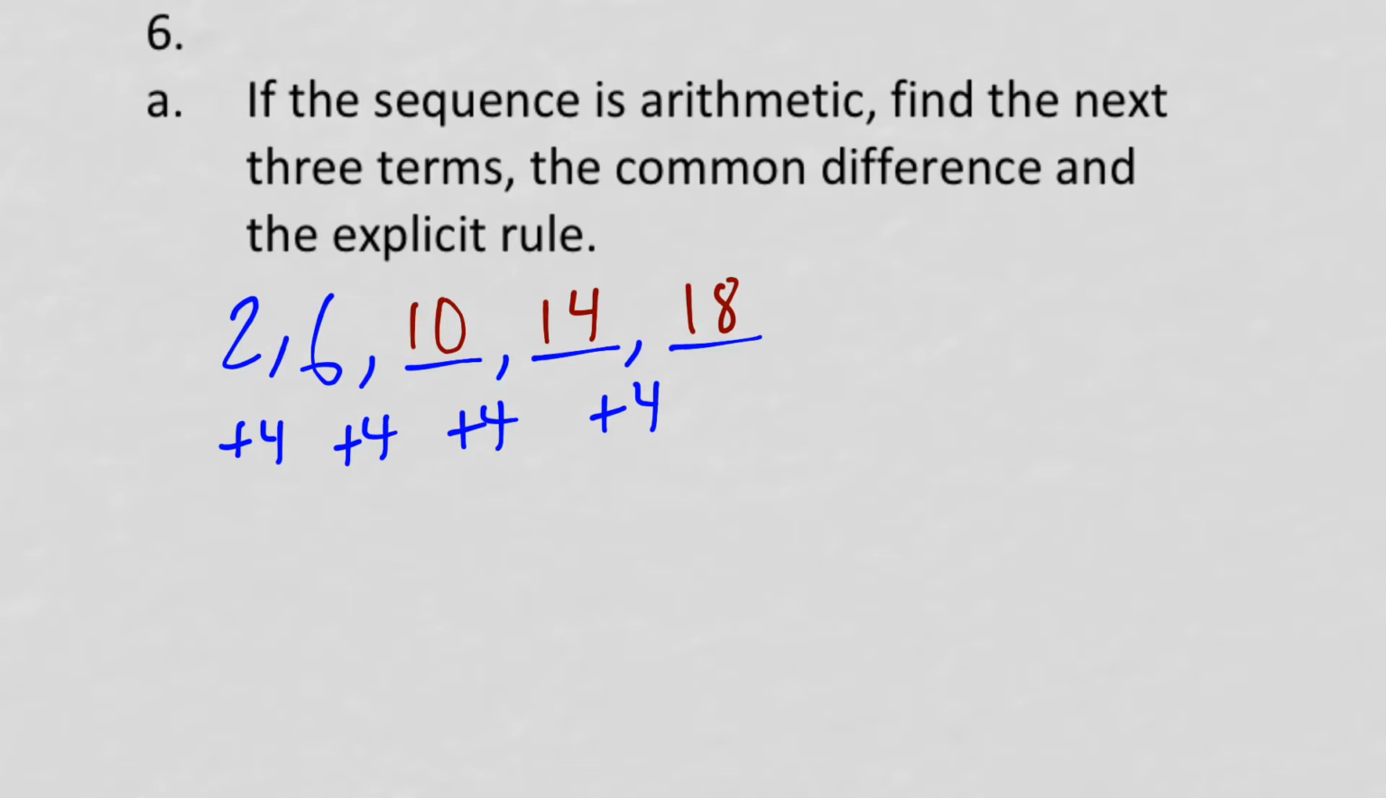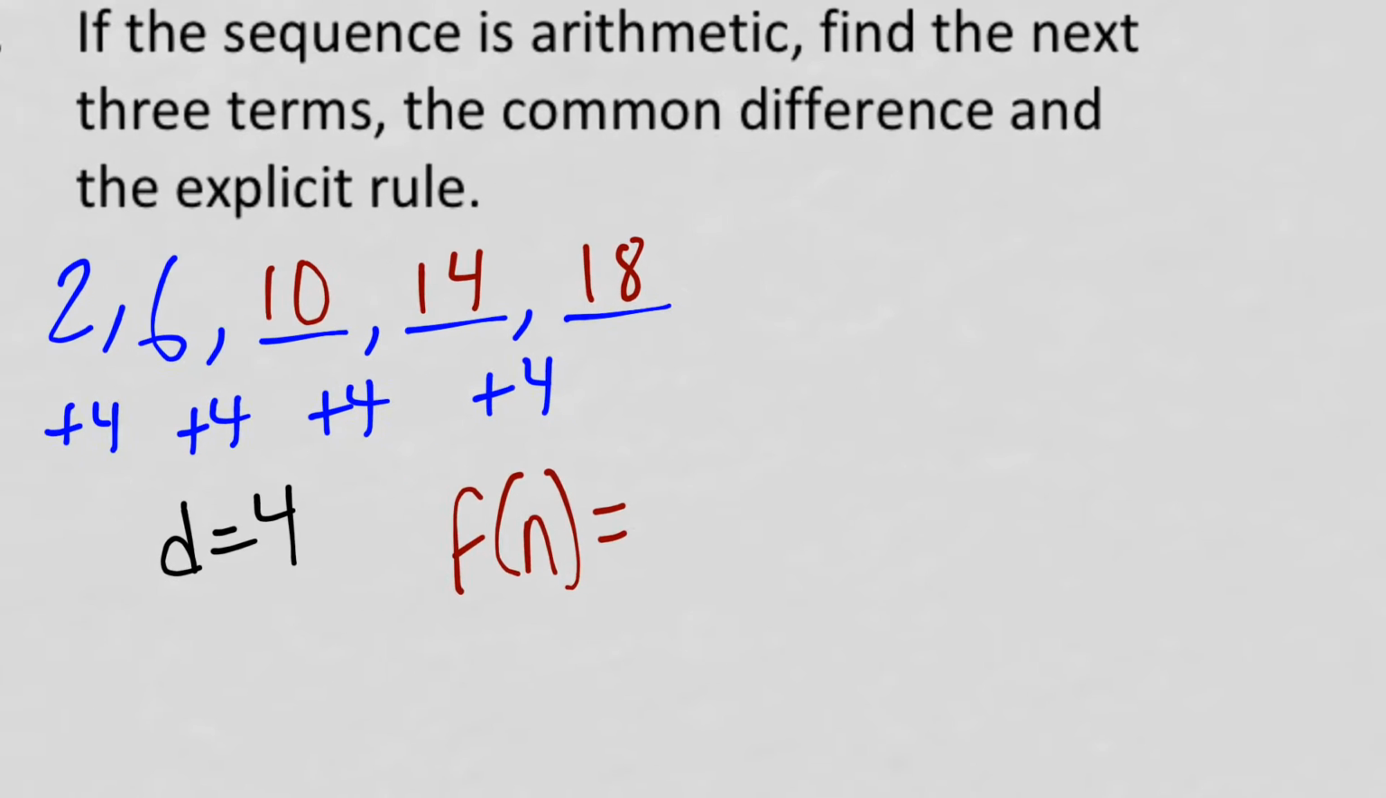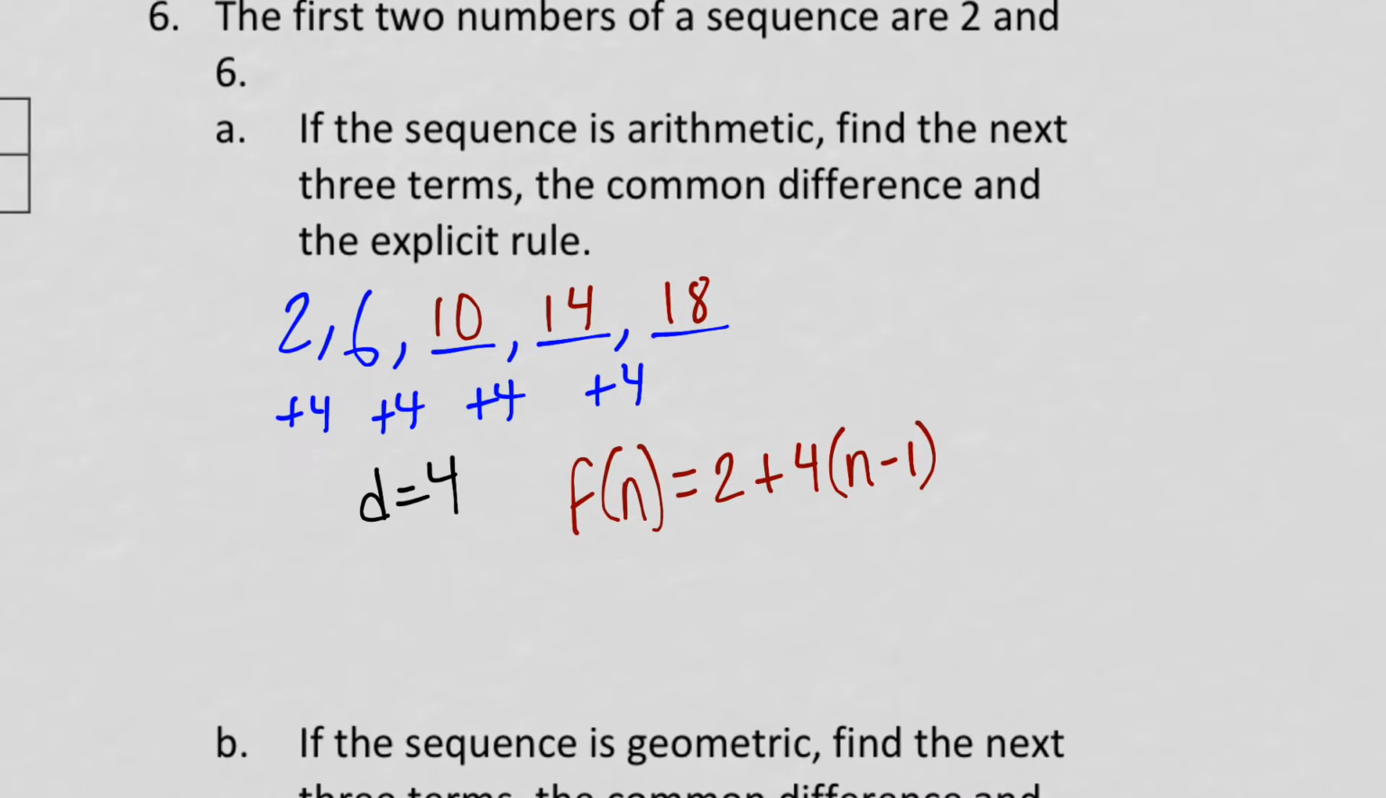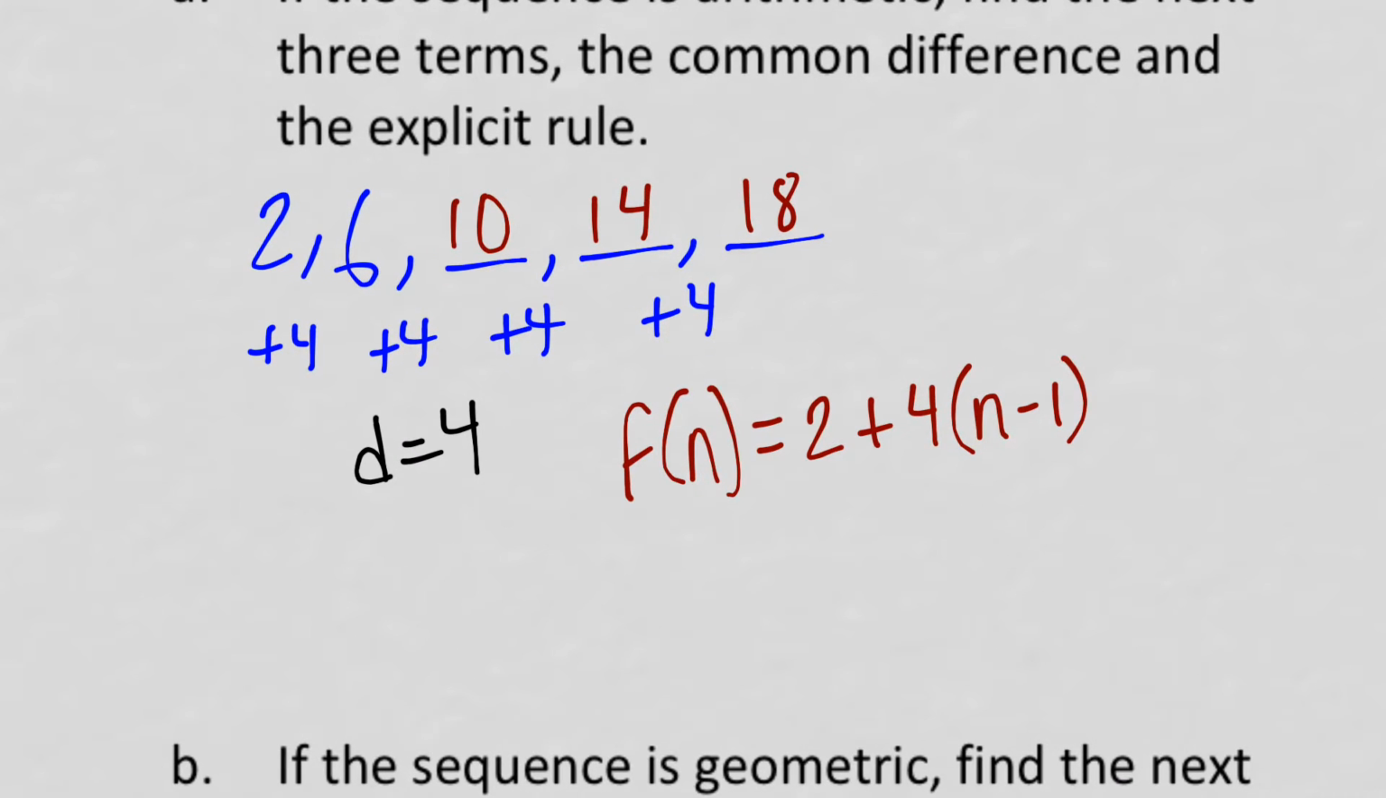The common difference is what we just said, which is 4. And the explicit rule then, using that information, is going to be f of n equals a, which is 2, plus d, which is 4, times n minus 1. Because we will call the first term 1, position 1. There you go. That's it. The next three terms are 10, 14, and 18, and d equals 4.